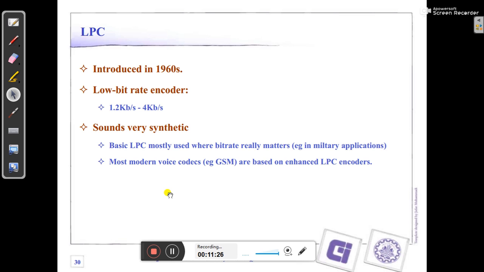LPC is a linear model introduced in 1960. It is a low bit rate encoder, say 1.2 kilobytes per second or 4 kilobytes per second, and it sounds very synthetic. Basic LPC is mostly used where bit rate really matters, for example in military applications. Most modern voice codecs, for example GSM, are based on enhanced LPC encoders.